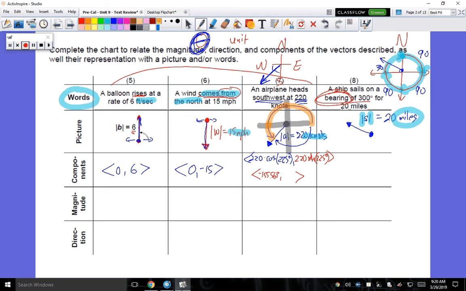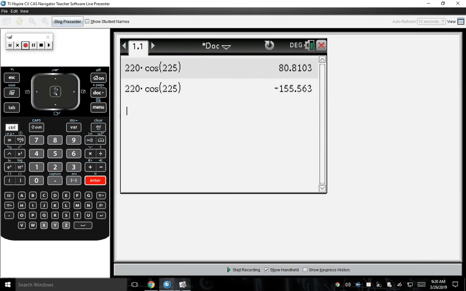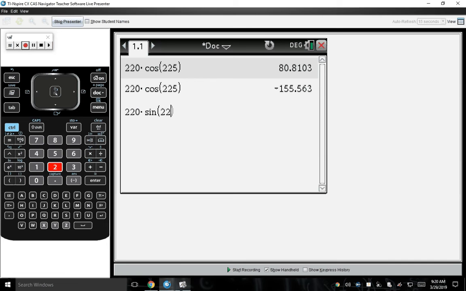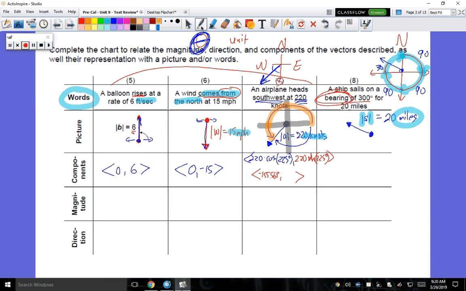And now if we do the same, but this time we are going to do it with sine, because we want the y value, we'll have 220 times the sine of 225, and we get the same thing, which makes sense because it's in the third quadrant, which is negative x, negative y, and the numbers are the same because it's at the 45-degree angle, almost like that root 2 over 2, root 2 over 2 business. All right, so you get those components for number 7.